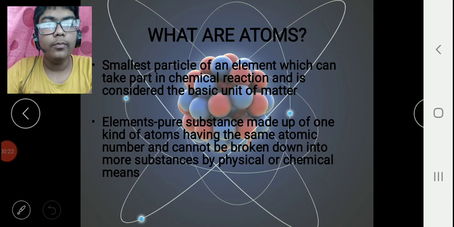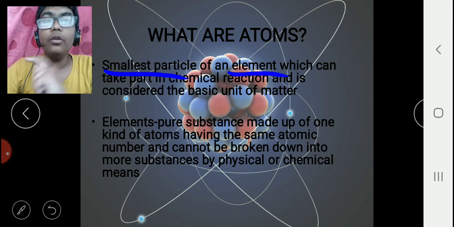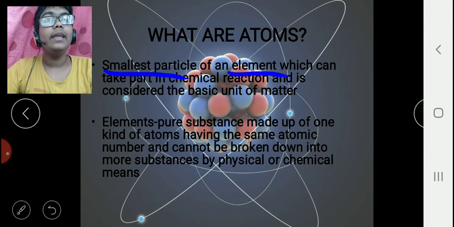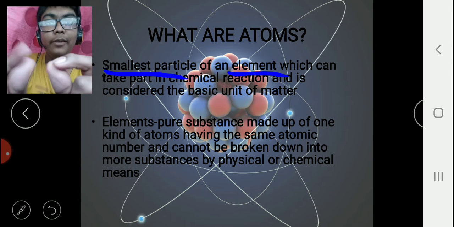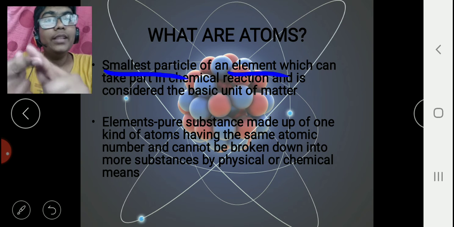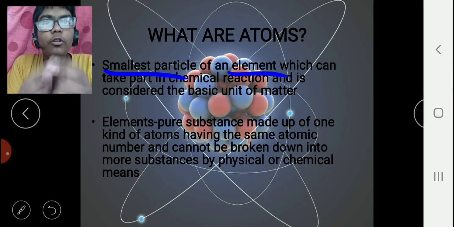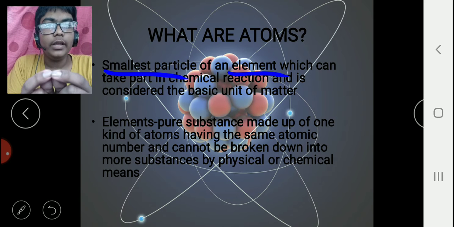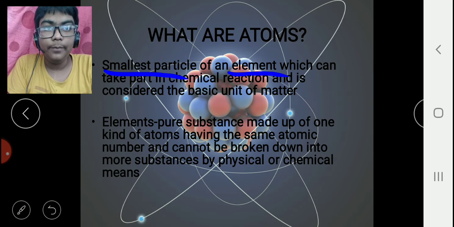So the smallest particle of an element. Here we are not talking about a substance. Here we are talking about an element. So if you take an element and you try to break that element into very small pieces, the smallest piece that you can get is going to be an atom.